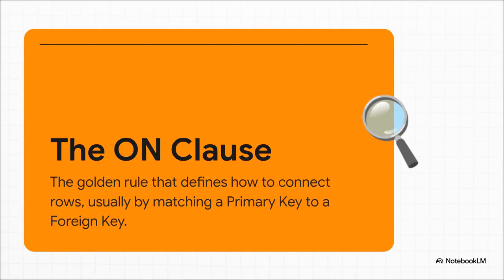But glue is pretty useless without instructions on where to apply it, right? That's what the ON clause is for. This is the absolute golden rule of any join. It gives the database super precise instructions. It's you telling it, connect this row from the customers table to that row in the orders table using the customer ID. Without it, the connection is meaningless.